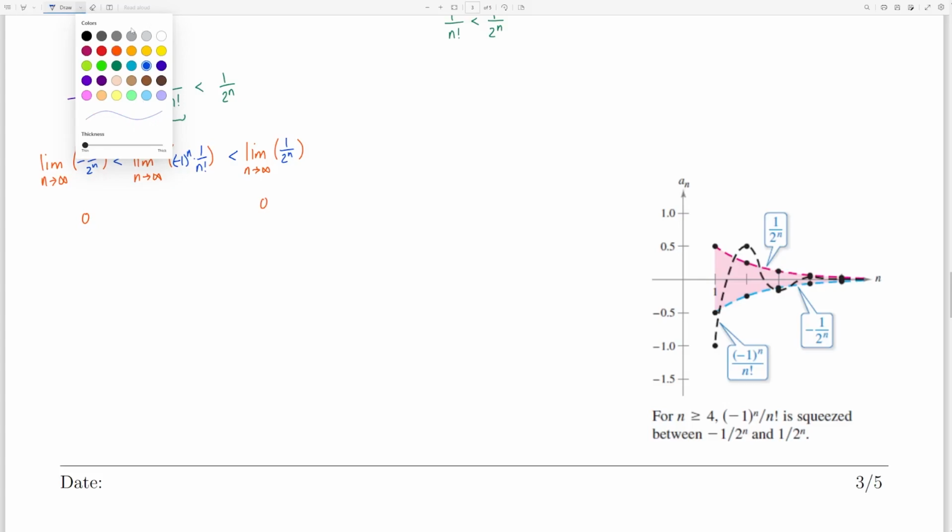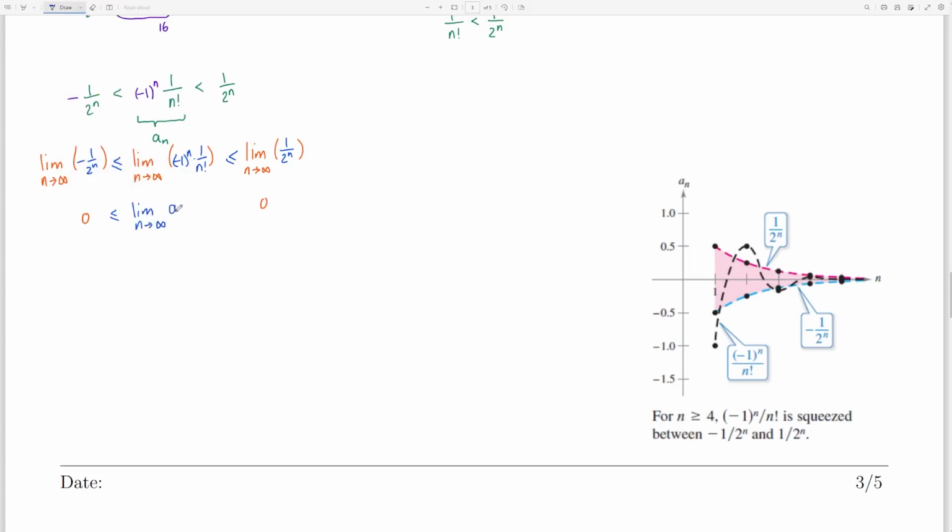Oh, and one thing that I should change is once we take the limits, these strict inequalities become equalities or inequalities that can also equal. So we have 0 is less than or equal to the limit as n goes to infinity of a sub n, right? This is our a sub n. And that is less than or equal to 0. So the conclusion here is that the limit as n goes to infinity of a sub n equals 0.